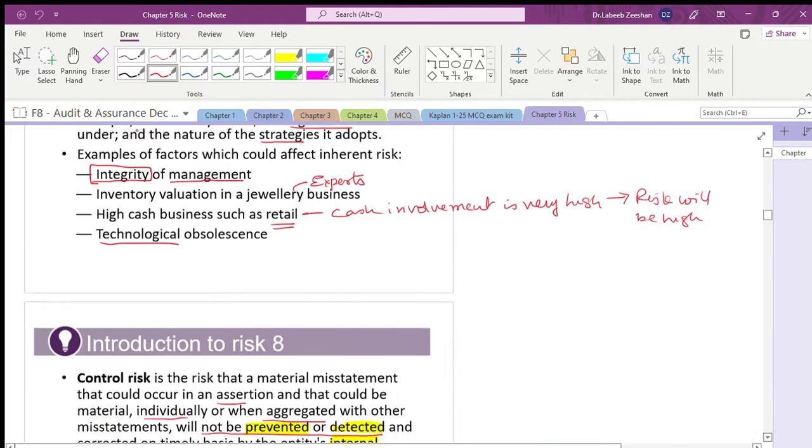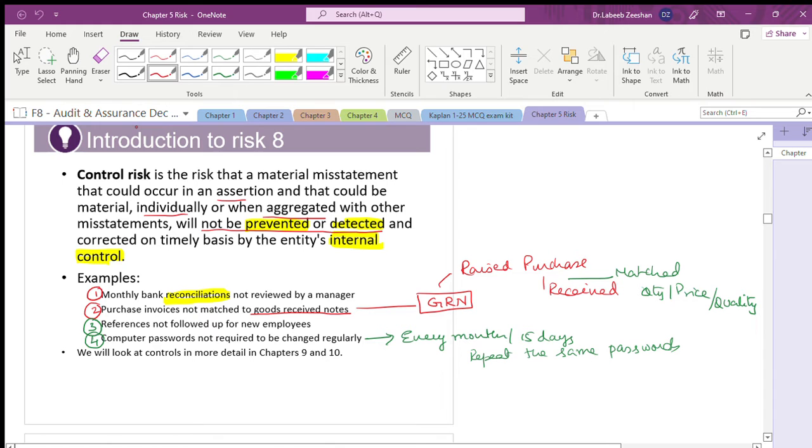The second part is control risk, where a misstatement will not be prevented, detected or corrected on a timely basis. What is control risk? See, controls are very important. When you are doing things, the entire audit is based on the controls.